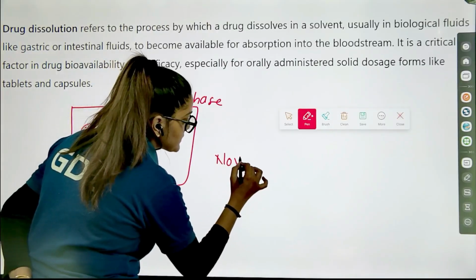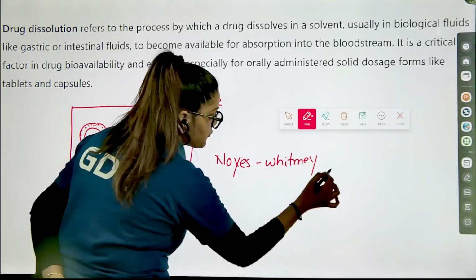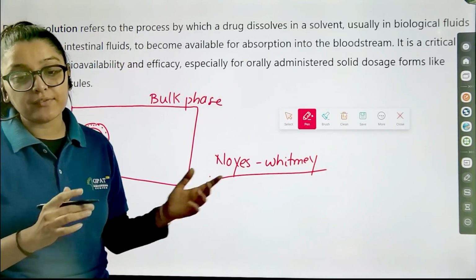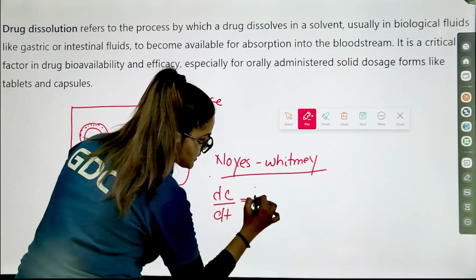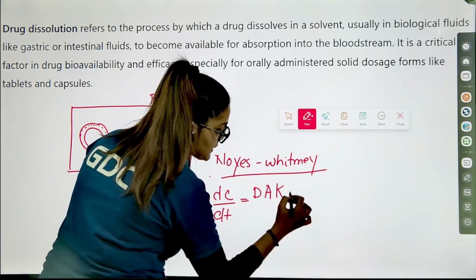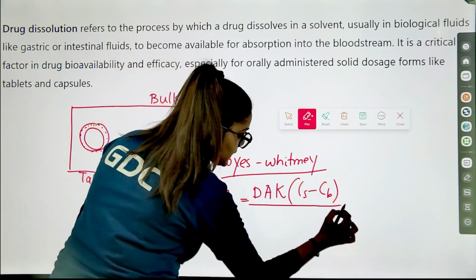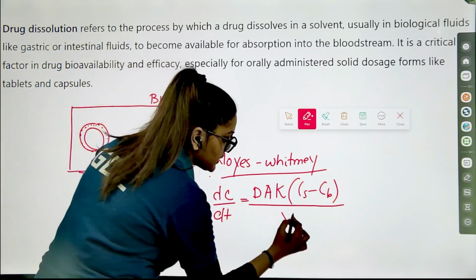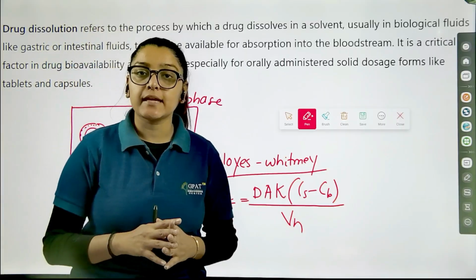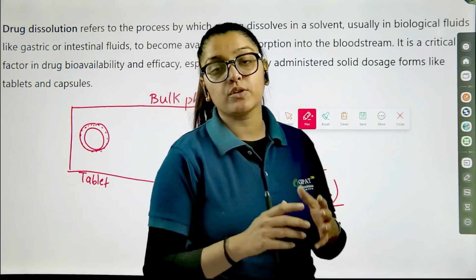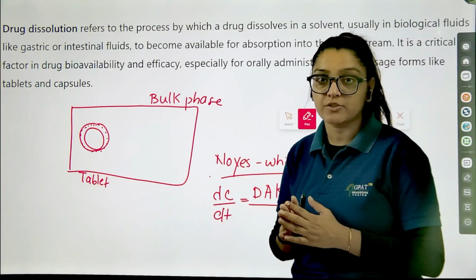the Noyes-Whitney equation. Very important, students, Noyes-Whitney equation. So the Noyes-Whitney equation basically gives the idea of the rate of drug dissolution, which is dependent on the surface area, partition coefficient, concentration of drug in the bulk as well as the stagnant layer, the volume of the dissolution medium and the thickness. Based on this equation, your questions are directly asked. This is actually one of the theories of the drug dissolution process.